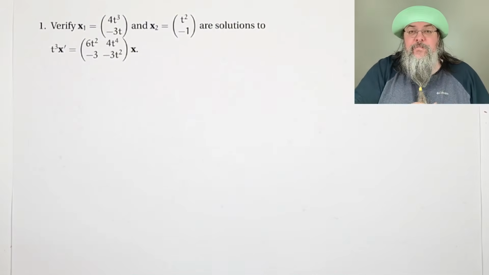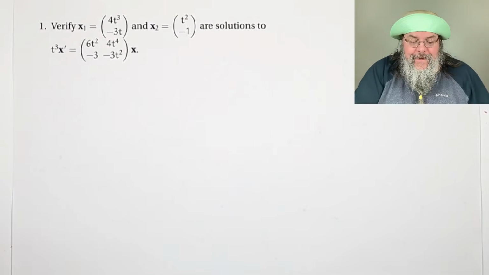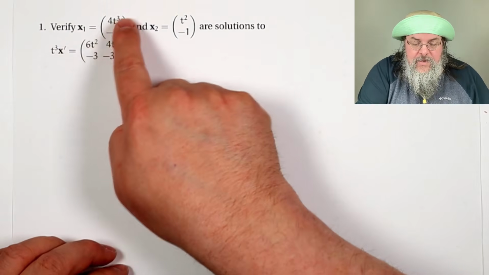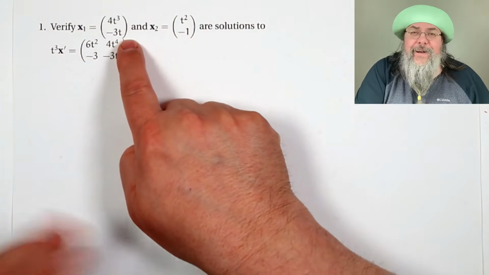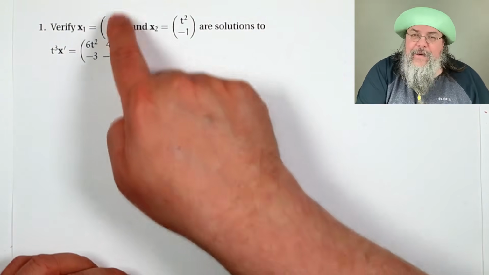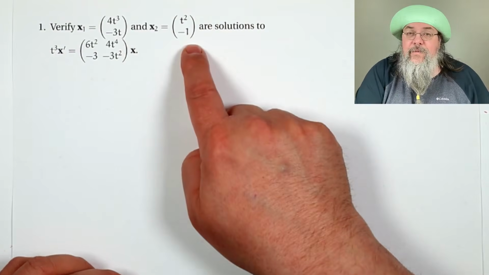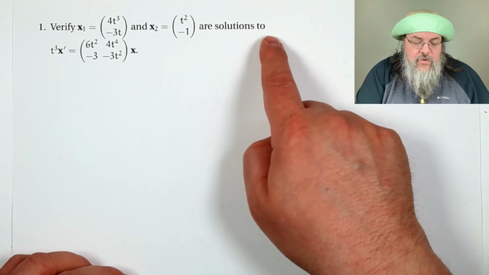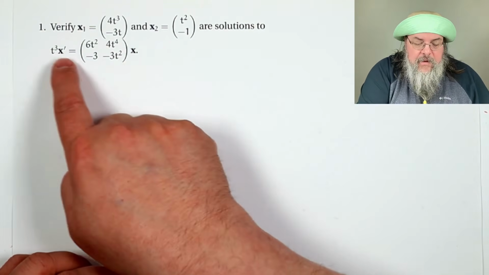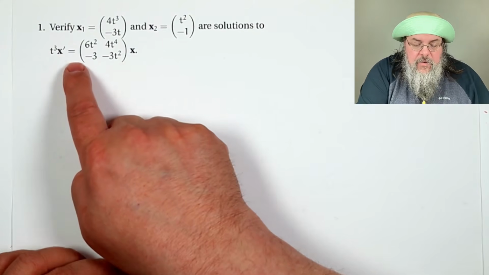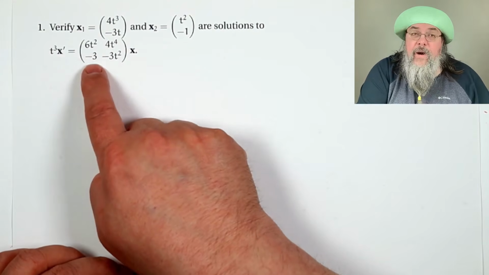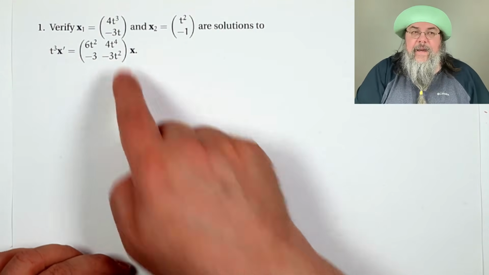Number 1, verify. x1 is this function, 4t cubed minus 3t. I call it a function. It's a vector with entries in t. And x2 is t squared and minus 1. Our solutions to t cubed x prime is equal to the matrix 6t squared, 4t to the fourth, minus 3t squared, times x.